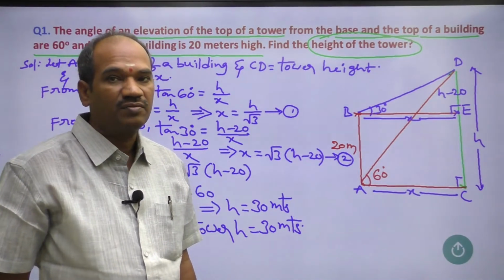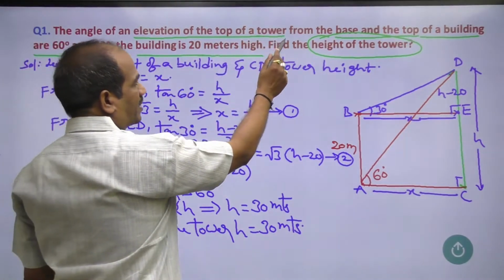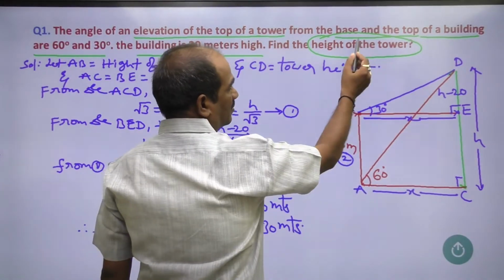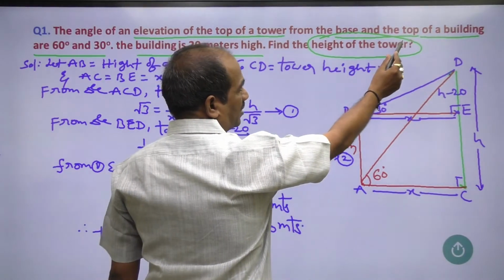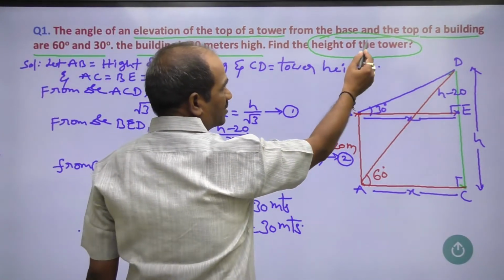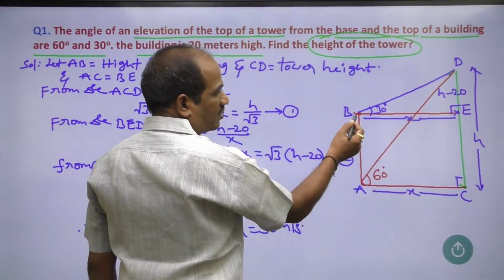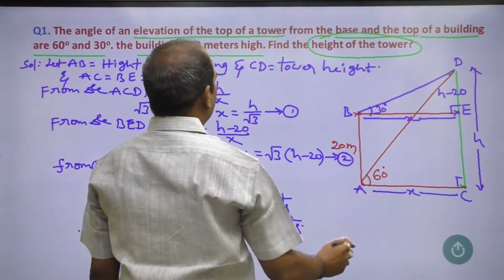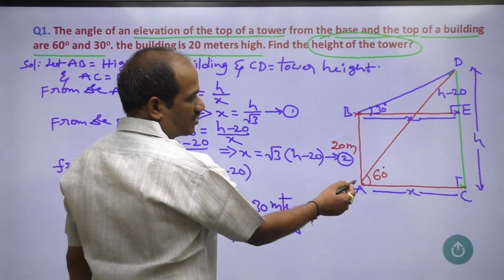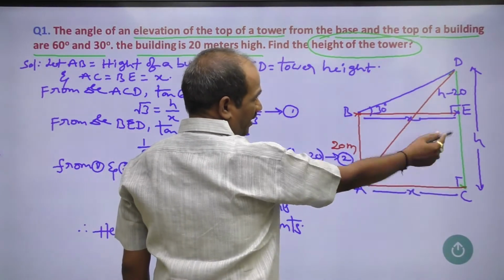See here one more time. The angle of elevation of the top of a tower, from the base and top of the building, are 60 and 30 degrees. This is the building. At the base, the angle of elevation is 60, and at the top, the angle of elevation is 30 degrees. The building height is 20 meters. Find the height of the tower.